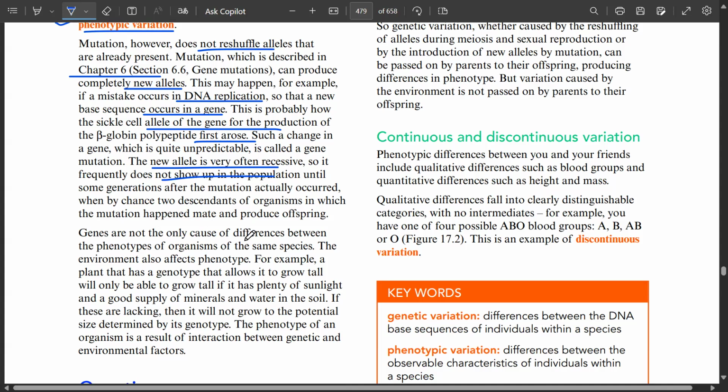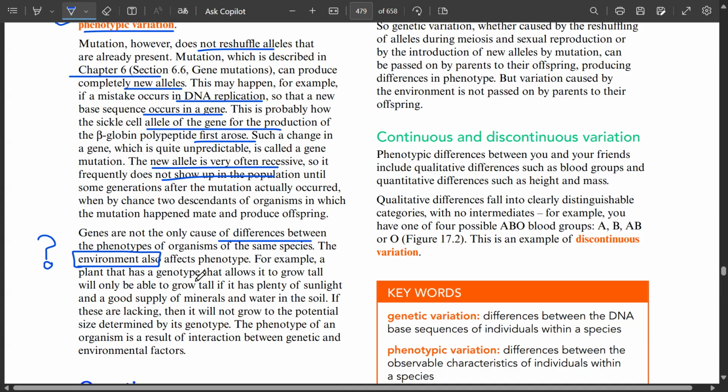Genes are not the only cause of differences between phenotypes of organisms of the same species. The environment also affects the phenotype. Can you tell me how the environment would affect it? For example, to save themselves from being prey to a predator, most animals would adopt camouflage skin to help them hide in the environment. So that could be one. Exactly. Survival of the fittest is one of the main environmental factors that affects phenotype.